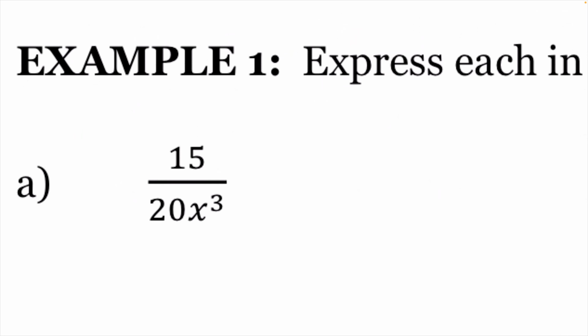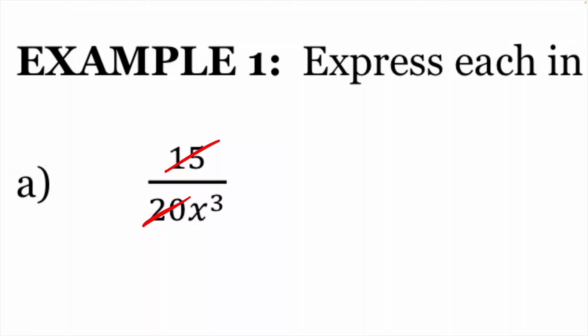So the top of a fraction is called the numerator, 15. The bottom of a fraction is called the denominator, 2x or 20x to the third power. Okay, so these are both monomials. 15 is a monomial. 20x to the third is a monomial. Okay, so how do we reduce monomials? Well, first thing you do is start with a number, 15 and 20. What's the biggest number that goes into 15 and 20 evenly? 5, right? So you divide them both by 5.